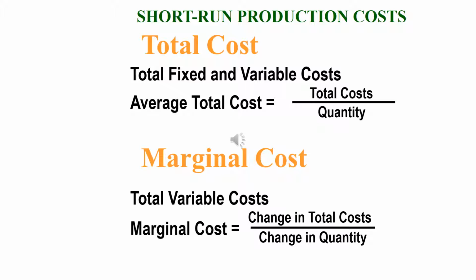Your short run production costs, total fixed and variable costs. You take your total and your variable, add them together, divide by quantity, and you get your average total cost. That's that ATC curve that's so important to us.